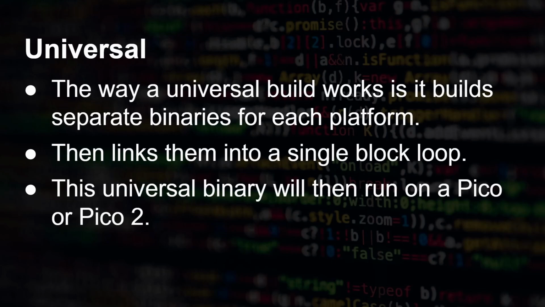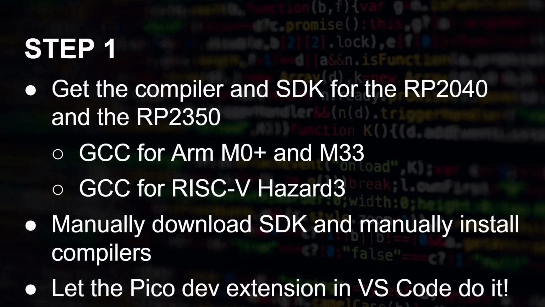So the way a universal binary works is you build separate binaries for each platform, and then you take them and you link them together in one special binary, and this universal binary will run on a Pico or a Pico 2. So step one is to get the compiler and the SDK for the RP2040 and the RP2350.